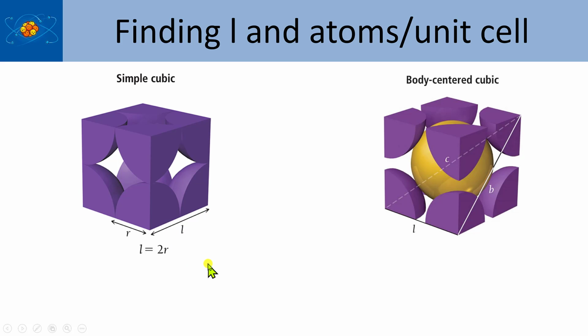What we're going to be doing in this slide is examining how you analyze and find the length of a side and its relationship to atomic radius, as well as how we count the number of atoms that are in a three-dimensional unit cell.